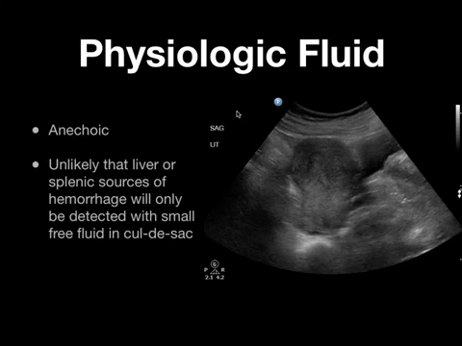In young females, you always got to consider that the free fluid you're going to see is physiologic. For it to be physiologic, it needs to be anechoic, and it would be very unlikely that the only place on the FAST exam that you're going to detect hemorrhage would be in the cul-de-sac. Usually females that will have hepatic or splenic sources of hemorrhage will have some evidence of hemorrhage above the mesocolon, meaning that you would see it in the perisplenic or more likely the perihepatic window. But just keep in mind that very small amounts of anechoic fluid could be physiologic in young females.